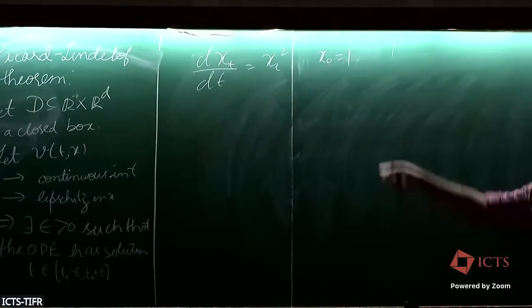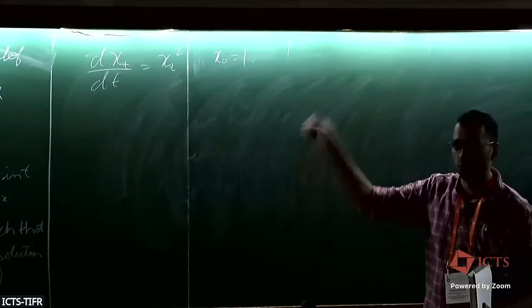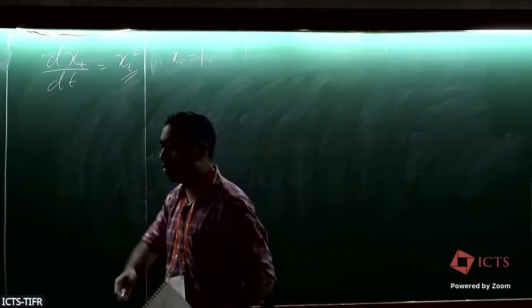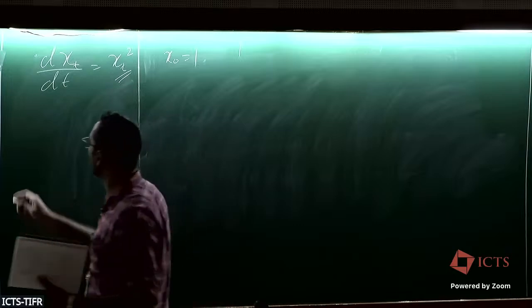And you will see that at time 1, it will reach infinity. You cannot solve this for arbitrary amounts of time. It will just go to infinity. So this is an example of something which is locally Lipschitz in every closed box, but you cannot have global solutions to this.